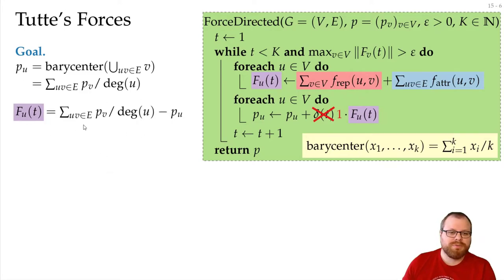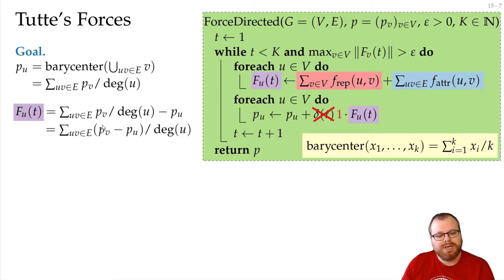We first want to reformulate this a little bit. We can actually pull this inside here and write p_v minus p_u. Why can we do that? We divide by the degree of u, and we have degree of u summands here. So if I take p_u divided by degree of u, then I can push it into all of these brackets and we still get the same. And this here is basically the Euclidean distance between these two points. So this is the result that we want.